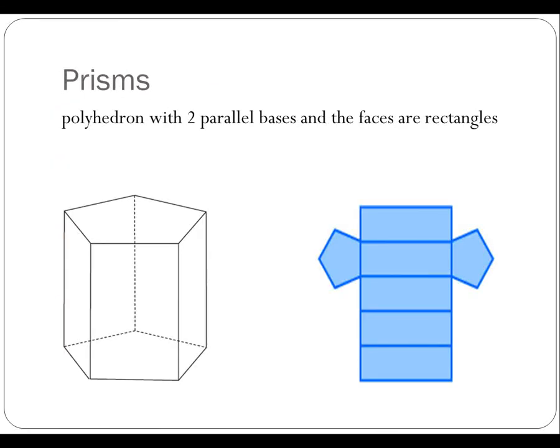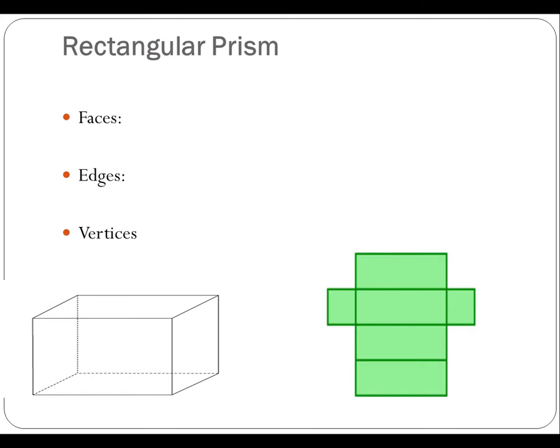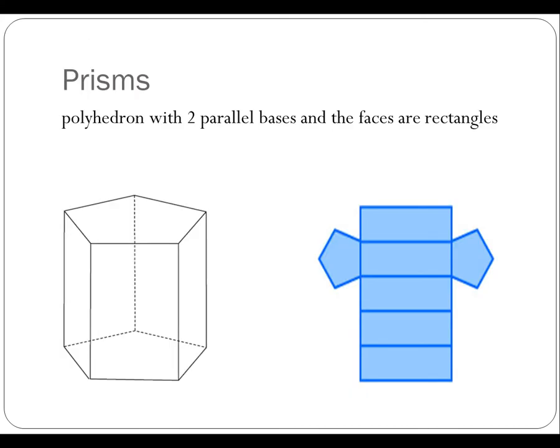A polyhedron, to demonstrate, has two parallel bases and the faces are rectangles. Now, if we were to open that 3D figure, if we were to take that polyhedron and open it up, it's called a net.